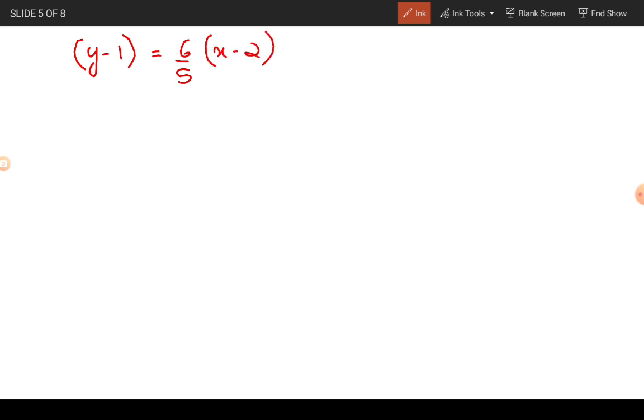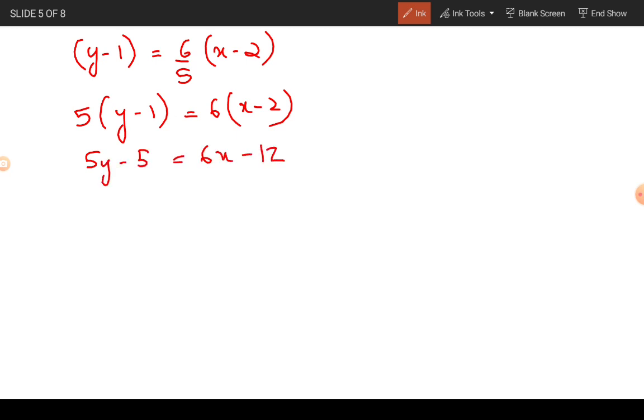I can take 5 to the left hand side. It is in the denominator on the right hand side, so when it goes to the left hand side, it will become 5 times y minus 1. In other words, I'm doing cross multiplication, is equal to 6 into x minus 2. So I have got 5y minus 5 is equal to 6x minus 12. So 5y is equal to 6x minus 12 plus 5, 6x minus 7.